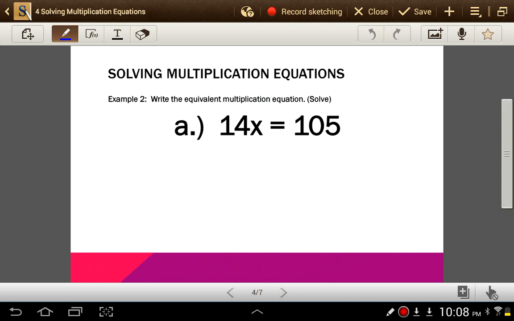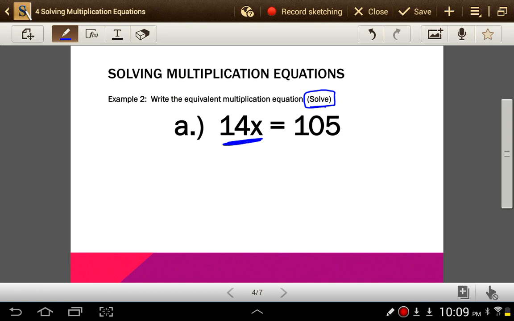In example 2 here, I want you to write the equivalent multiplication equation, which means I want you to solve it. You're going to have to show your work to solve these. You have to show your work to both sides, remember. Okay, so this is a multiplication problem. I'm doing 14 times x equals 105. So to solve it, I'm going to divide both sides by 14.